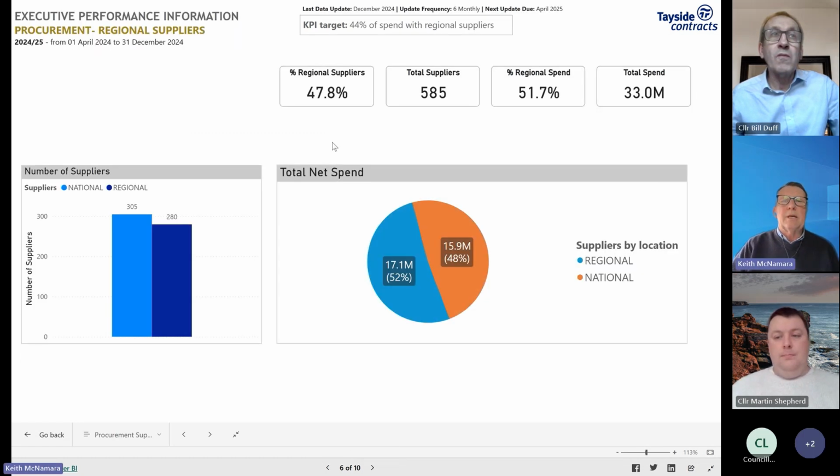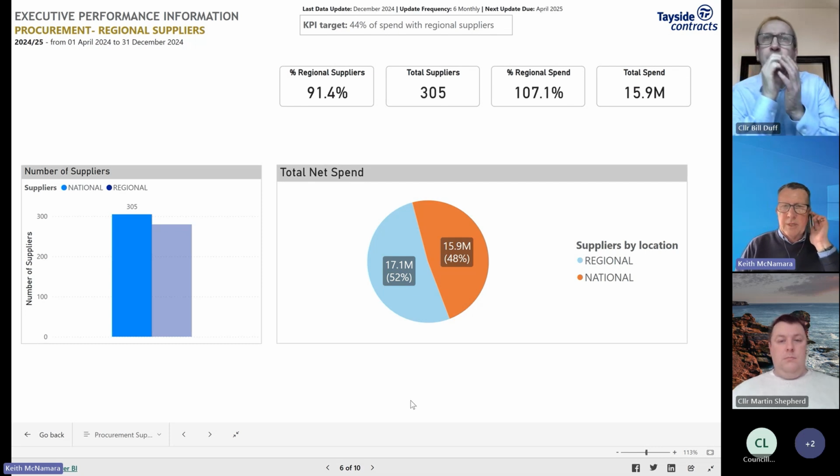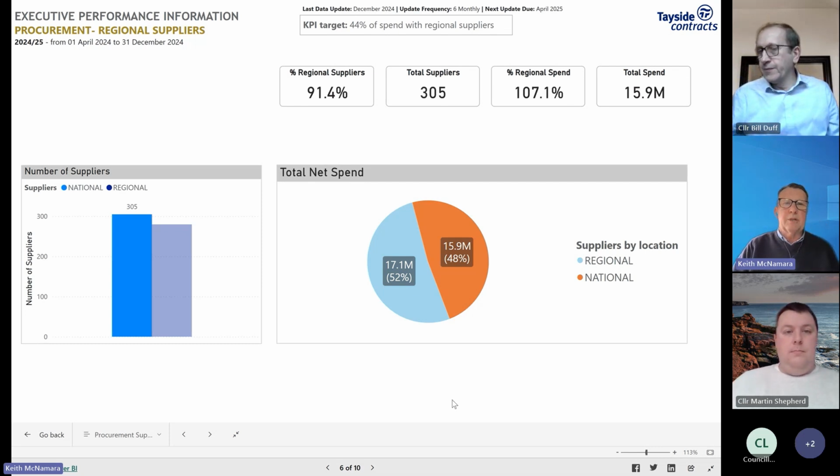Next area is in relation to procurement spend. Sorry, one of the things I should have mentioned is where we have a KPI target, we put that into the dashboard as well. So this one is about spend regionally, i.e. within Tayside versus other areas. There was a request from, I think it was Dave Cuthbert again at the last meeting, to have both that, but also a breakdown particularly around catering and food. So we're working through that with our procurement manager to pull that information out. But again, it's an area of interest to the local authorities.